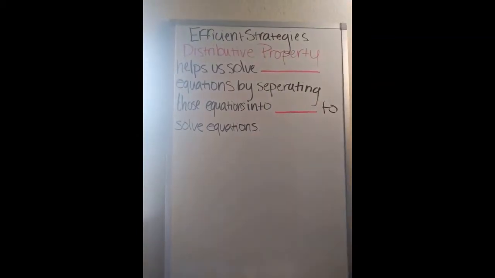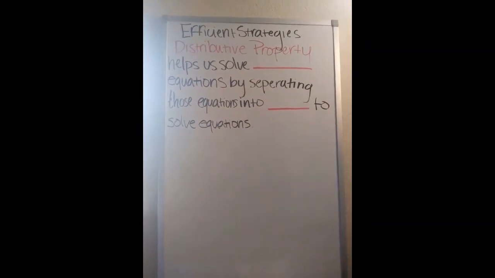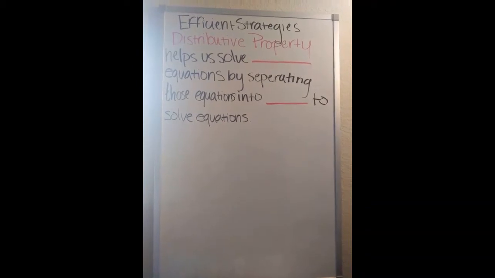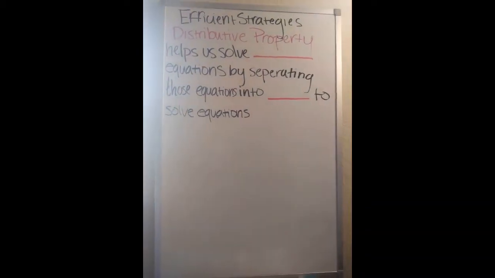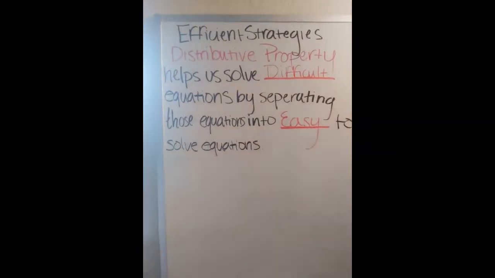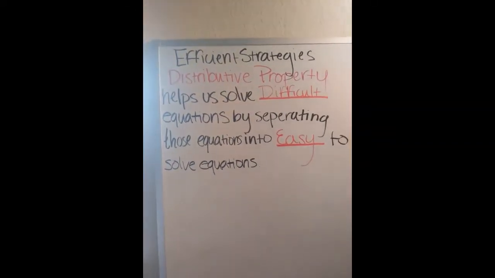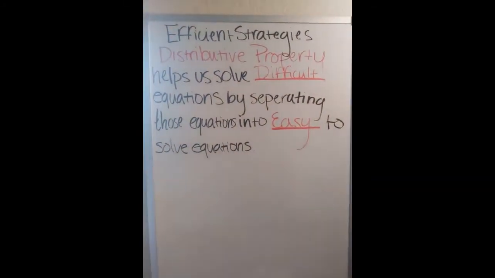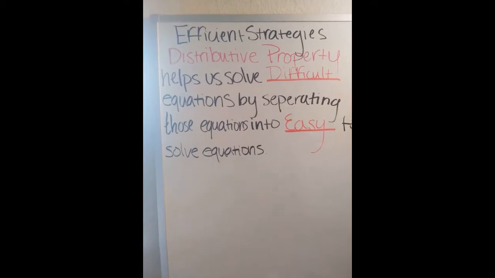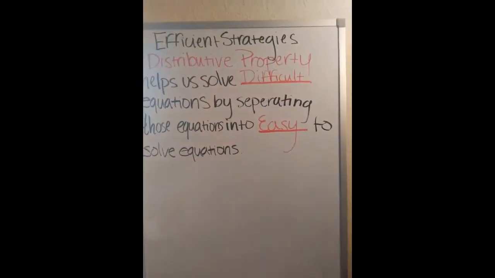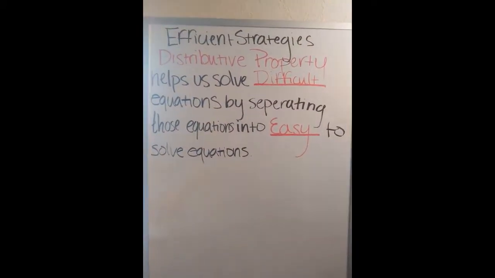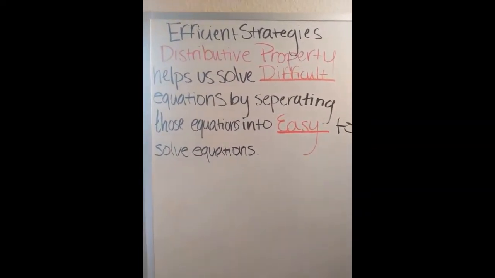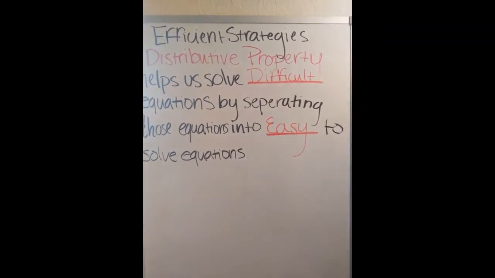Let's see. So distributive property helps us solve blank equations by separating those equations into blank to solve equations. Try to figure out what those blanks are. And you champions are so smart, so I know that wasn't hard for you. The first word should have been difficult or hard or challenging, anything along those lines. And then the second word should have been easy, right? Easy. So, distributive property helps us solve difficult equations by separating those equations into easy to solve equations.